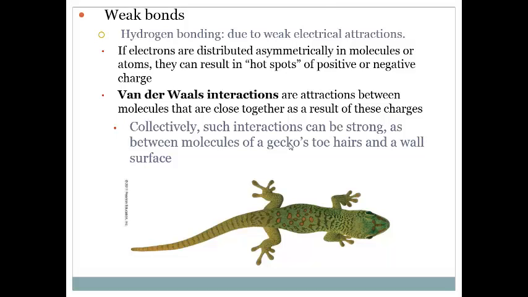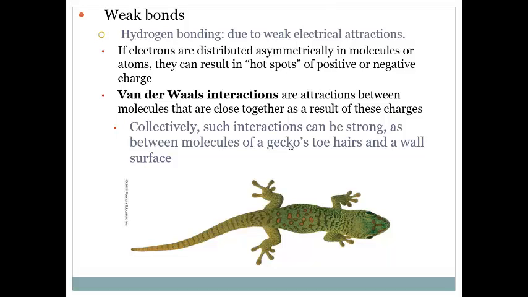A good example of a van der Waals interaction is found on a gecko's toe hairs. If you look at the bottom of a gecko's hand and foot, they have an extreme amount of surface area. All these bumps and grooves, all these folds that increase surface area, and the surface is covered by hair. And these hairs contain all kinds of weak charges. There are weak positive charges, there are weak negative charges all over the place.